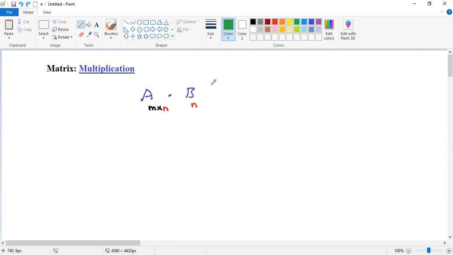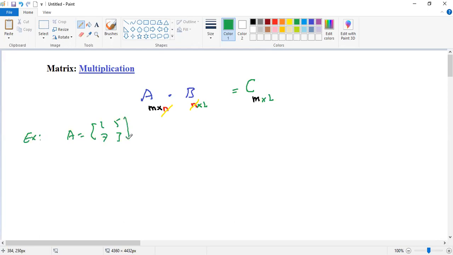And B has any number of columns, let's say, for example, L. Now, this multiplication is allowed and equal to a new matrix. What is the matrix? The matrix will be M by L. The matrix will have M rows and L columns. Okay.